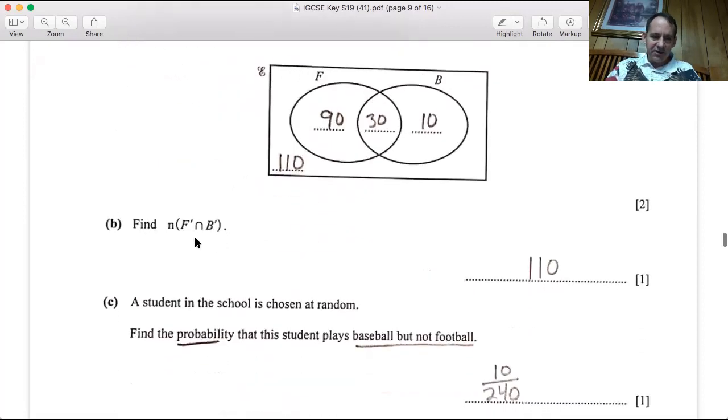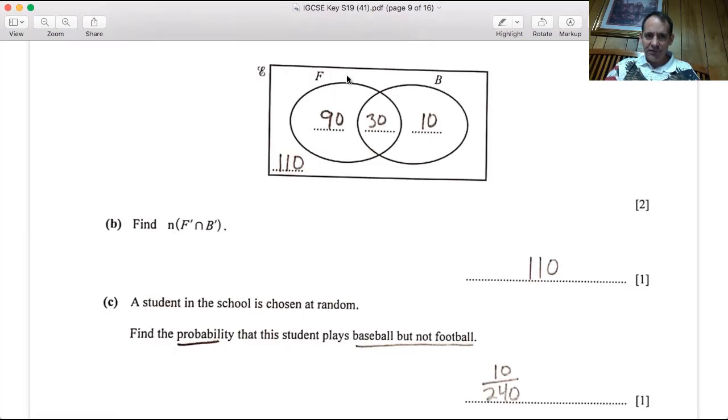Now, this is a notation here. This N is how many. It's not what numbers, it's how many values there are. And this little prime mark means not F, not B. And then this symbol here is your intersection of not F and not B. So how many values are not F intersected with not B?